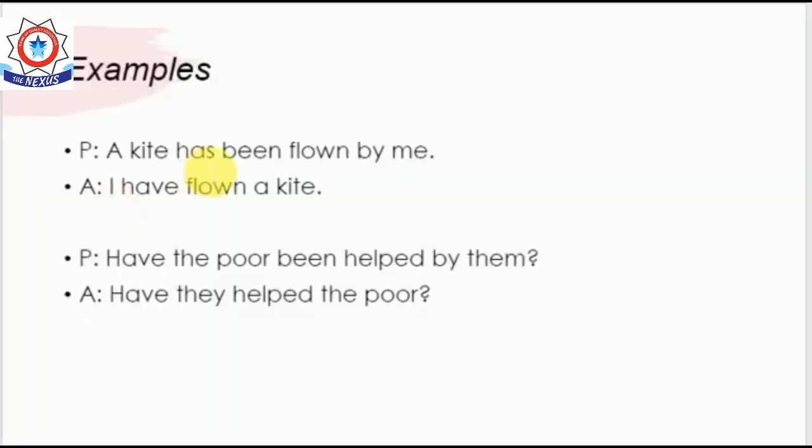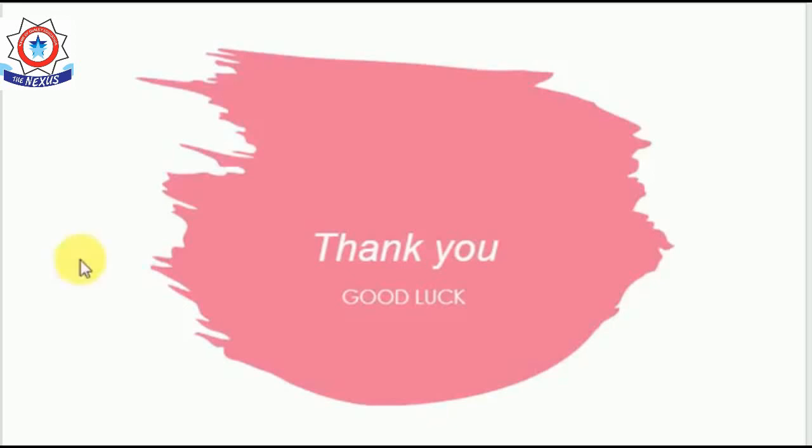Let's move towards the example. A kite has been flown by me. This is the passive sentence, and now we have to convert it into active. So what would we do? We would replace the subject and object, their positions. Me would be converted into I. I have removed the been. I have flown, because we always use the third form of verb in perfect sentences. I have flown a kite. Have the poor been helped by them? Have they helped the poor? Okay, thank you. That's all for today.